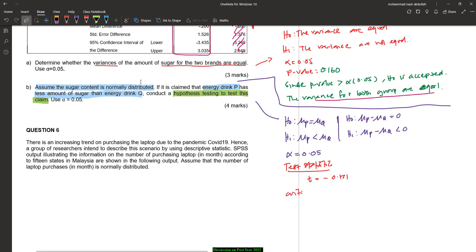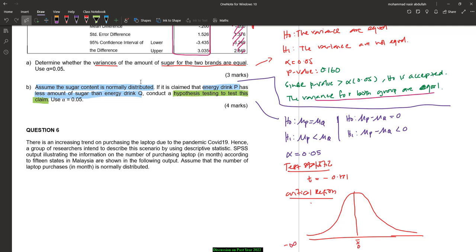So, critical region. Remember, this is a t distribution. A t distribution looks like a normal distribution, with the mean at 0, and it goes from negative infinity to infinity. Since we are looking at the left hand side, this is the area we want to find. This is the rejection area, and this is the acceptance area.